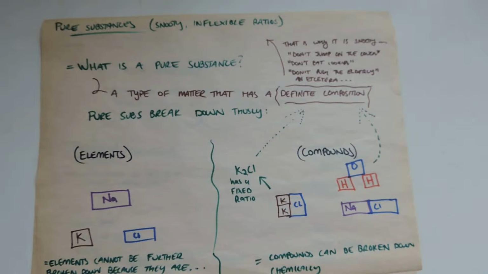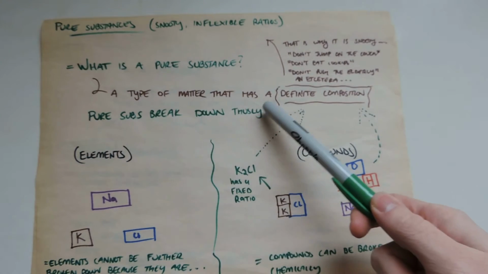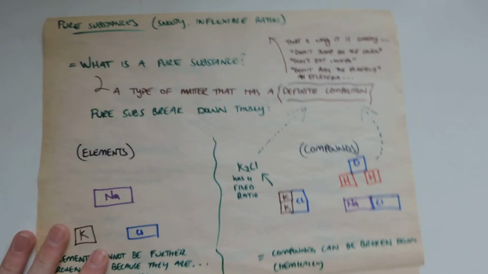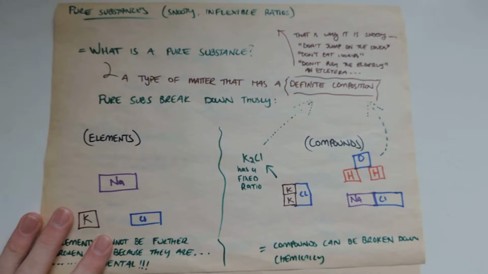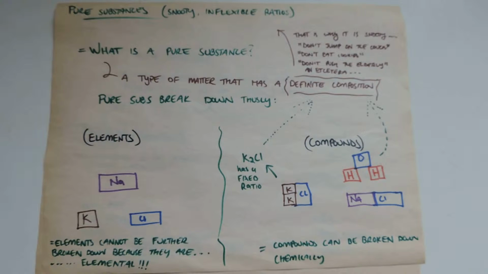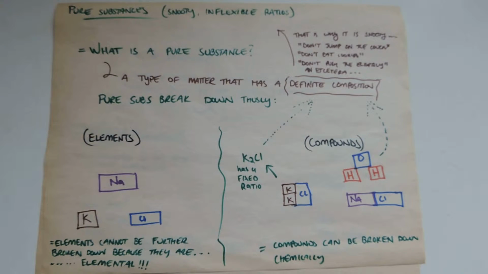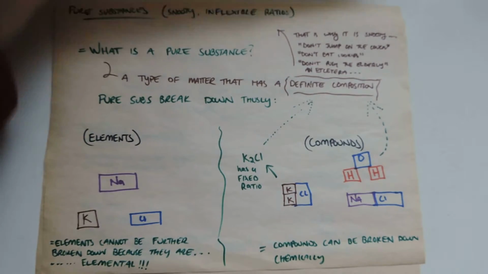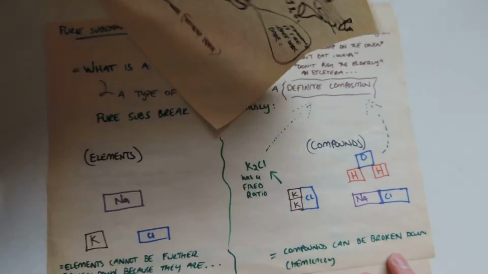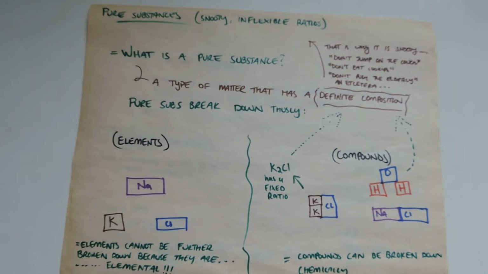So why are pure substances snooty and inflexible? Well, that's because it's a type of matter that has a definite composition. That means it has to be the same. It has to be by certain rules. For instance, H2O, water. It has to be H2O, otherwise it's not water, and there's no other way you can make water. Okay, so these are kind of the rules, don't jump on the couch, blah, blah, blah. Inflexible. Remember that matter is broken down into pure substances and mixtures. Right now we're only looking at pure substances.